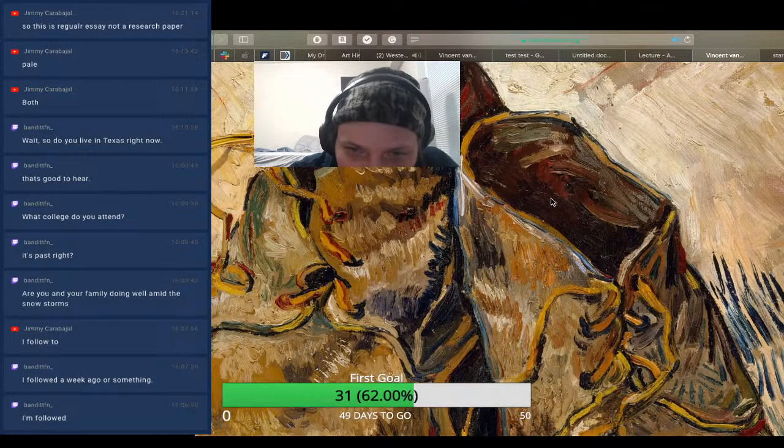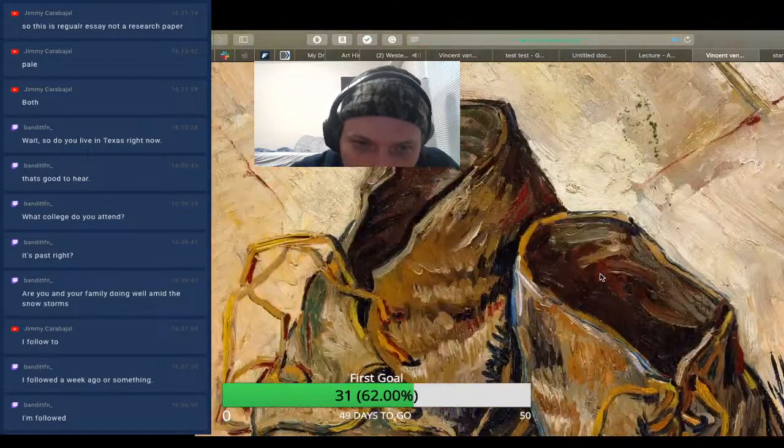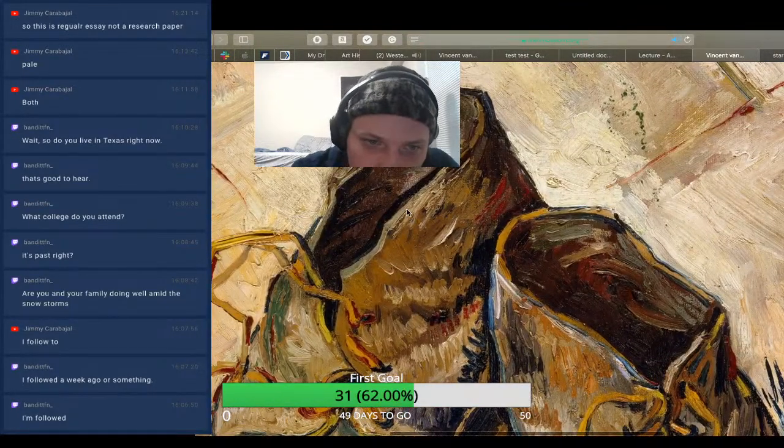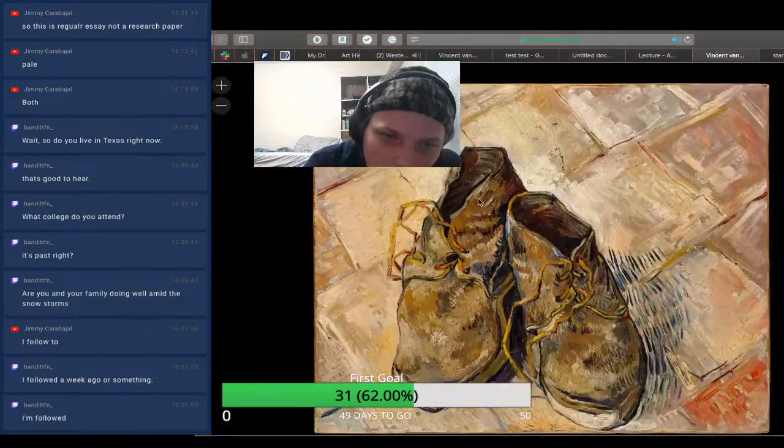Red. I think I said that. This is like a velvet brown. It's almost like an acrylic purple color here. Acrylic purple. Tan. Let's see if we can't highlight this shoe.